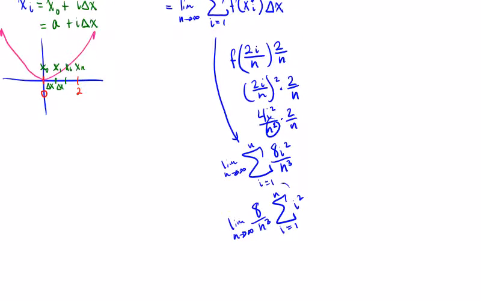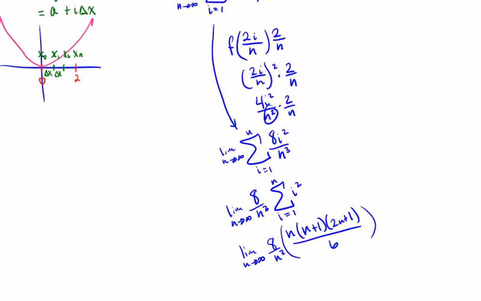Okay, so now I know this. We have a formula for that, right? Our formula for the sum of i squared from 1 to n is going to be n times n plus 1 times 2n plus 1 all over 6, if you remember that. Okay, so that's what this equals. And then we'll bring down our 8 over n cubed in our limit as n approaches infinity.